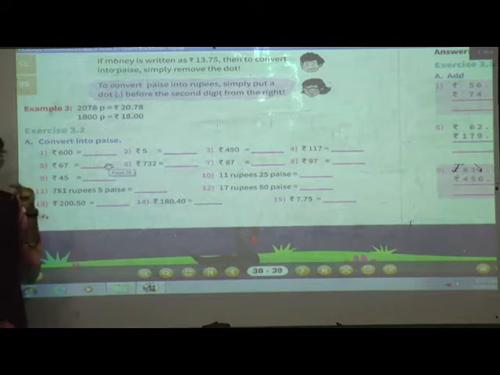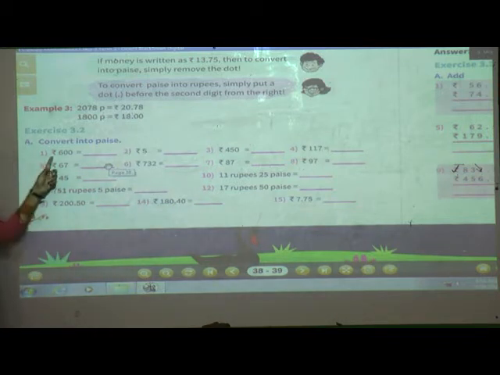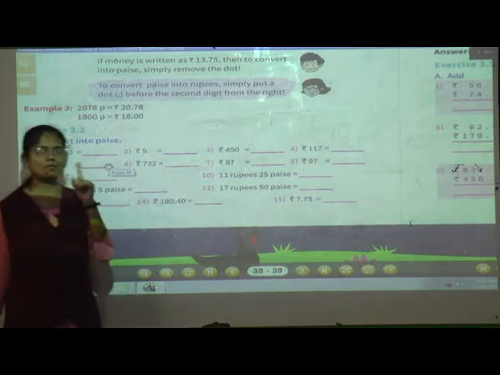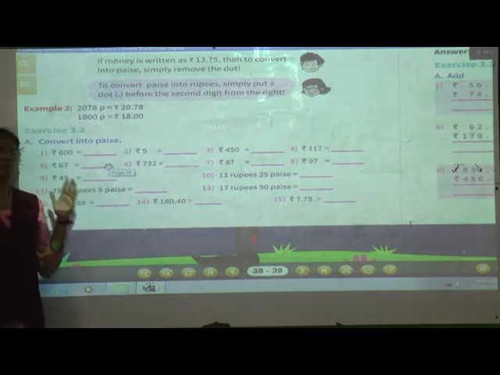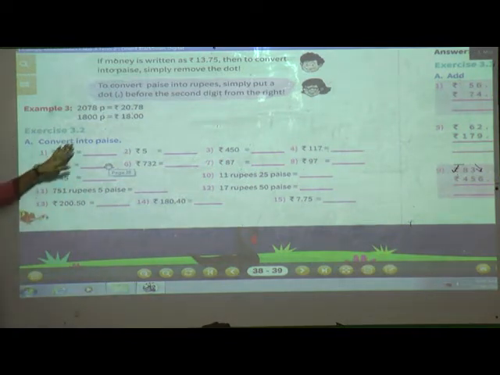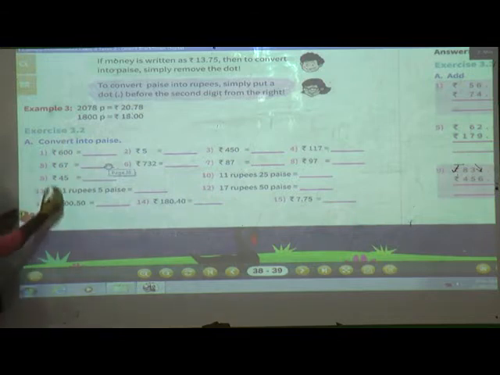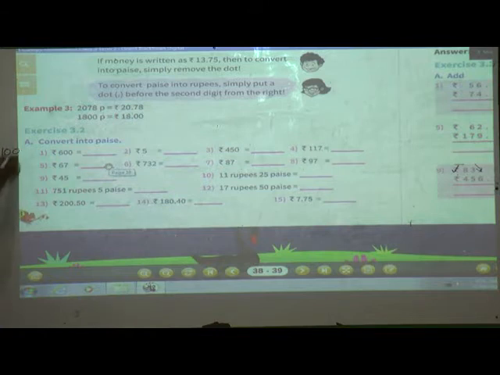So for that what are we going to do? What was our rule? Yes, we have seen one rule to convert rupees into paise. See students, 1 rupee is equal to 100 paise. So we just have to multiply the given rupees by 100. Then it will be converted into paise. Now here 1600 is there. Then 1600 into 100.